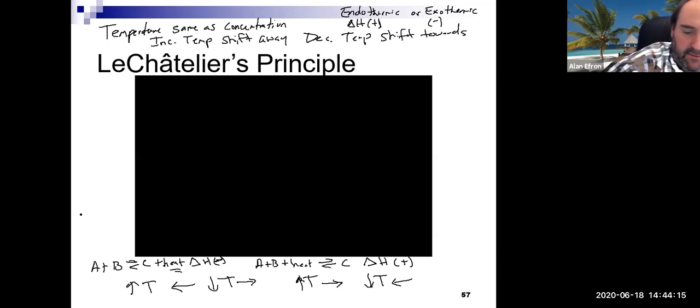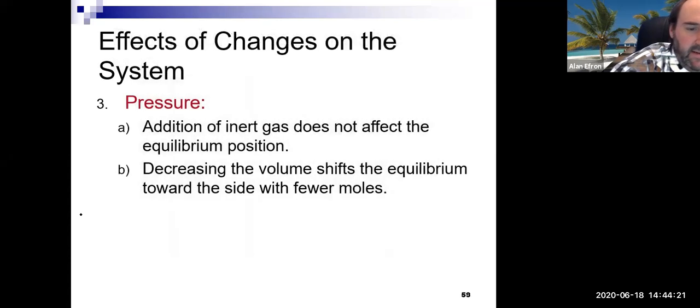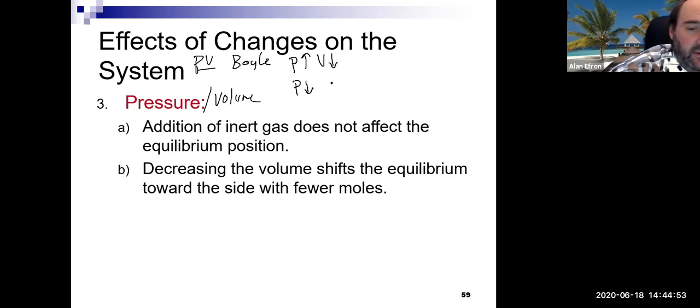Okay, so let's talk about the next thing, which is pressure. And really, pressure and volume are related to each other. And when you think about pressure and volume, you should think about that wonderful gas law that involves pressure and volume. That's our good friend, perhaps Boyle. And remember, in Boyle's law, the relationship between pressure and volume is as the pressure goes up, the volume goes down, and vice versa, as the pressure goes down, the volume will go up.